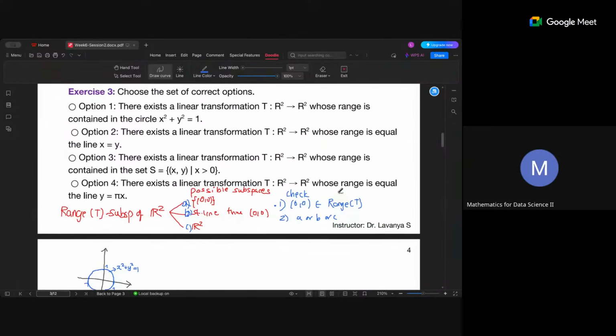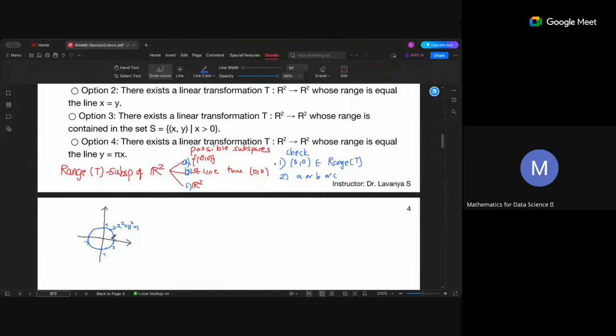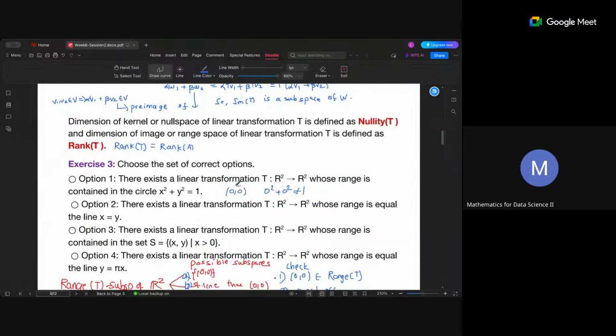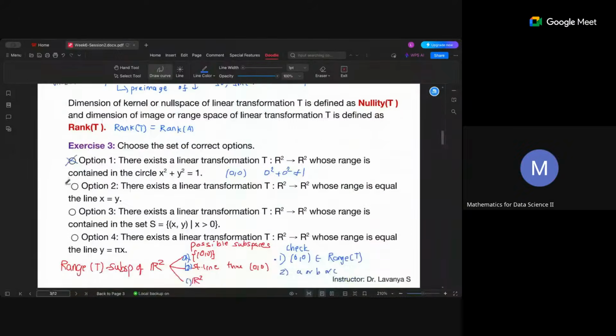So now here, first of all, does it contain (0, 0)? You put 0 square plus 0 square, which is not 1. So (0, 0) does not belong to this circle. So in this case, what do you say about this statement? Is it possible? No, it is false.